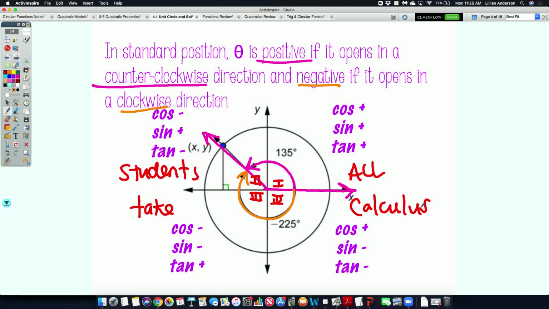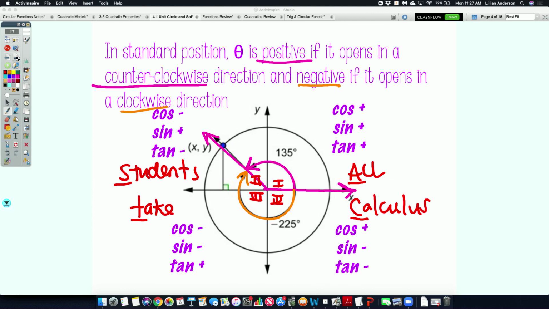I'll wait for you to remember which ones are positive. A for all, S for sine, T for tangent, and C for cosine. So this is used again in the creation of the unit circle, anytime you're trying to solve a trigonometric equation that deals with things outside of right triangles. And yeah, any questions?